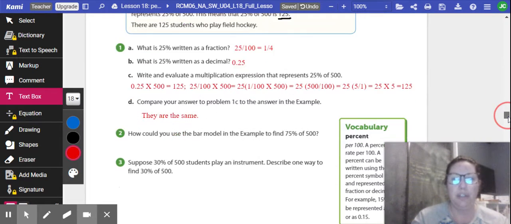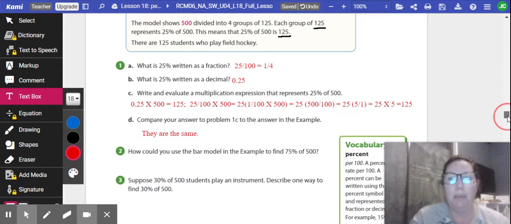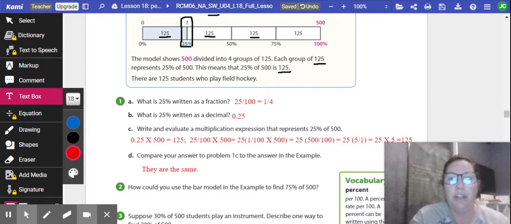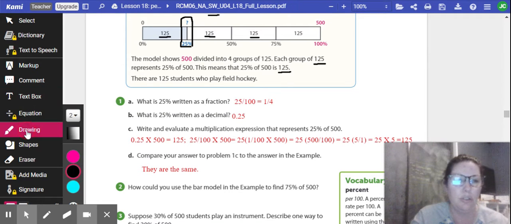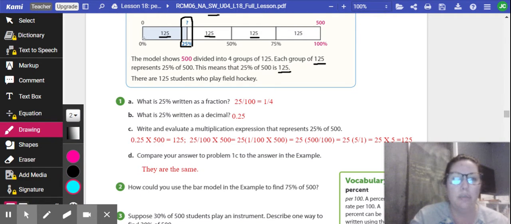Okay, number 2. How could you use the bar model in the example to find 75% of 500? So let's go back up to our bar model here. And now we're trying to find 75%. So I'm going to color it in with blue. Let me do my drawing tools here. I'll use this aqua blue color.